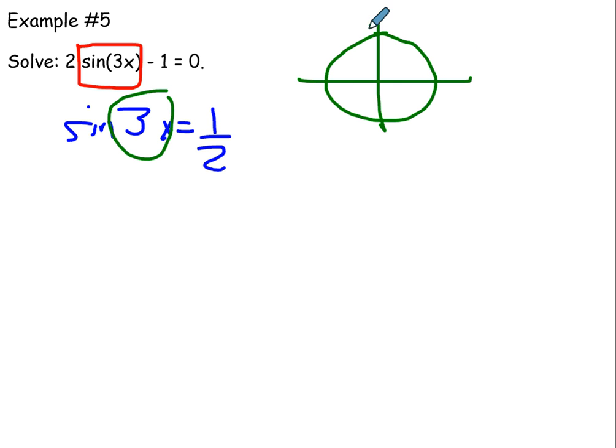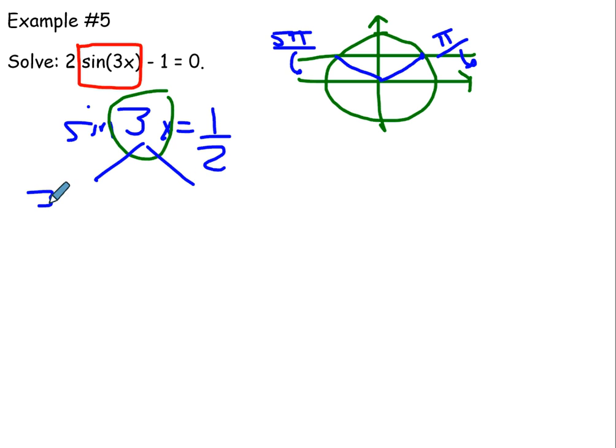Sine is your y value. So when is this equal to 1/2? You have two possible solutions. There's one here, pi over 6, or this one, 5 pi over 6. So that means that your 3x can be two things. 3x can be pi over 6, or 3x can be 5 pi over 6.